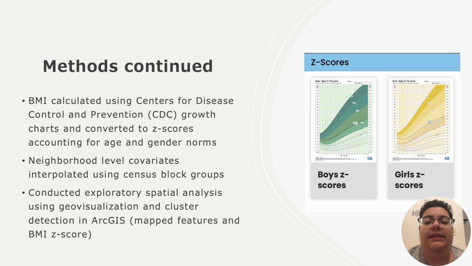BMI was calculated using CDC growth charts and converted to z-scores to account for gender norms and age. A BMI z-score is used because it is a more appropriate measure of adiposity than just BMI for adolescents. Neighborhood-level covariates were interpolated using census blocks.